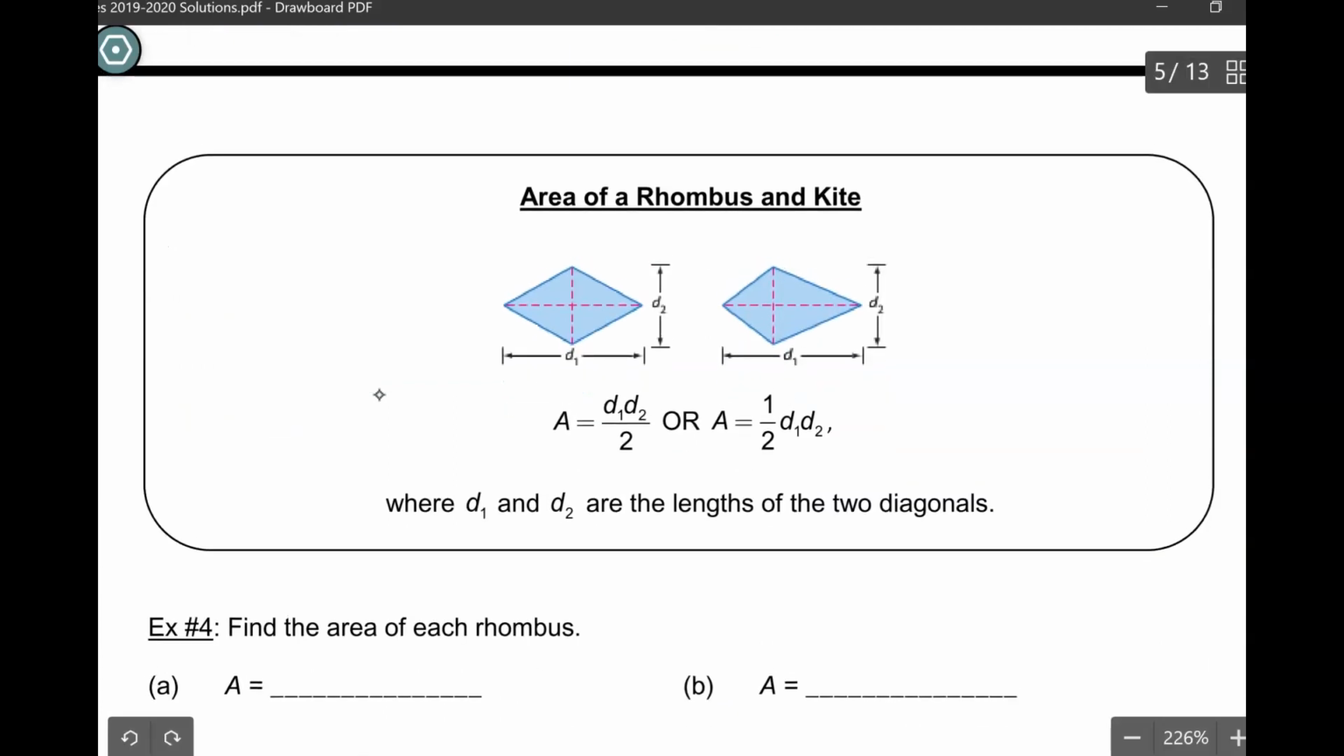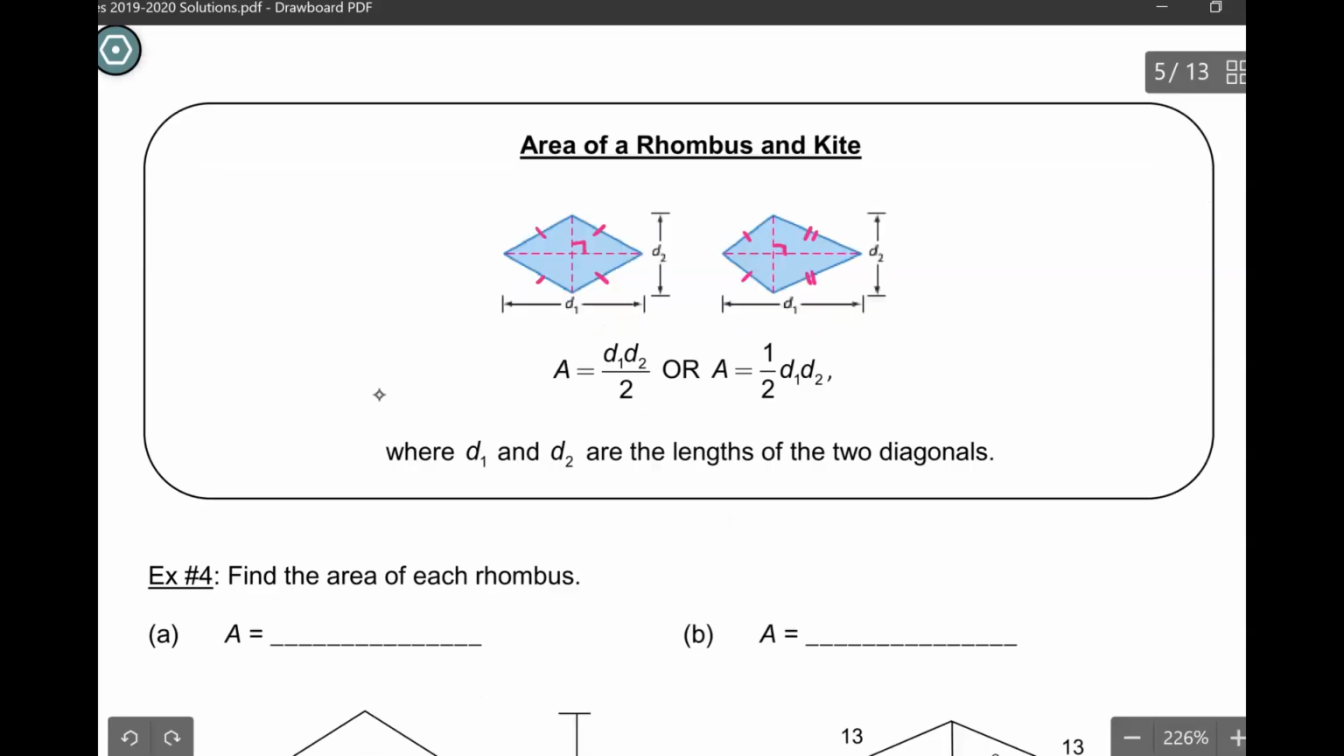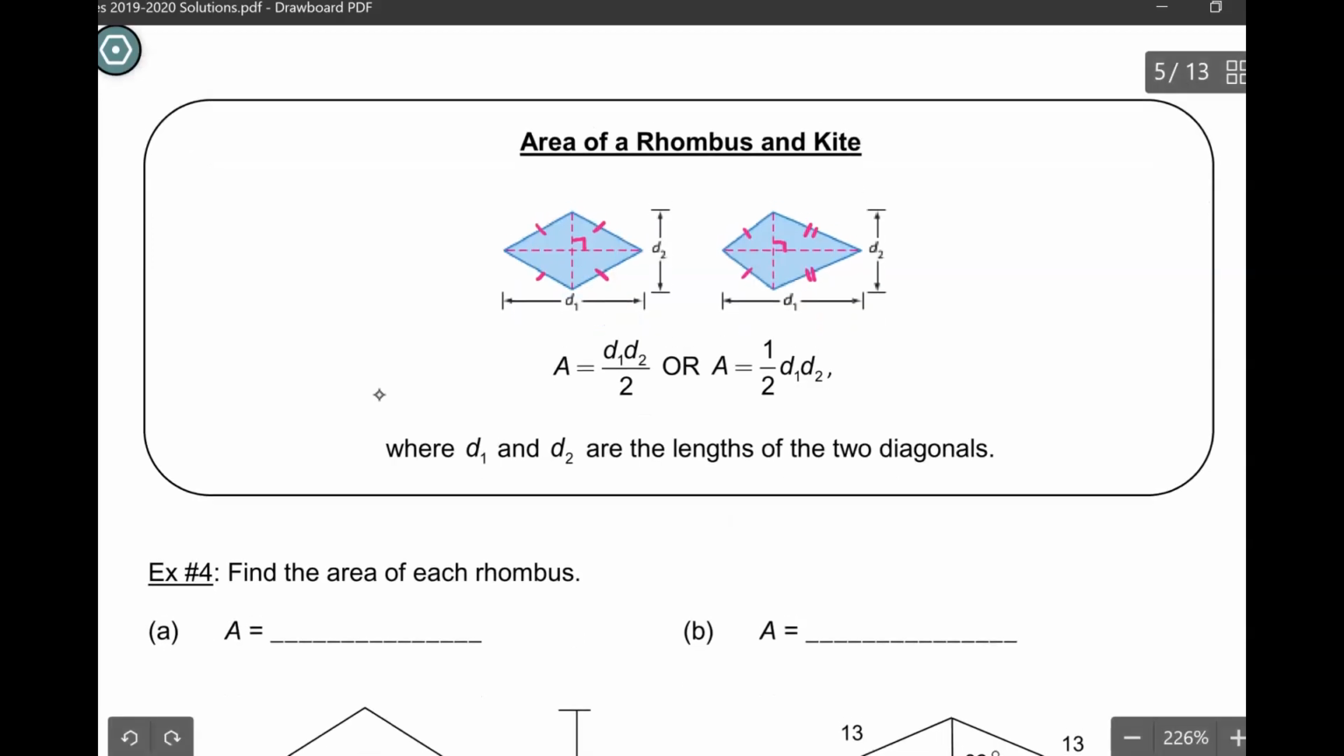Okay, the area of a rhombus and a kite are actually the same. So keep in mind, what is a rhombus? A rhombus is when all the sides are congruent. And then we also know the diagonals are perpendicular in a rhombus. The diagonals are perpendicular in a kite. And in a kite, these two sides are congruent and these two. So it's the consecutive sides that are congruent. And the formula we use for this is we're going to multiply the two diagonals together and then divide by 2. Or you can do 1/2 diagonal 1 times diagonal 2.